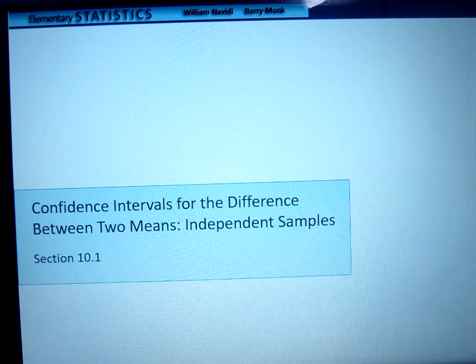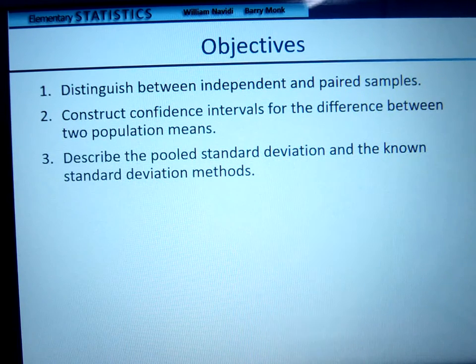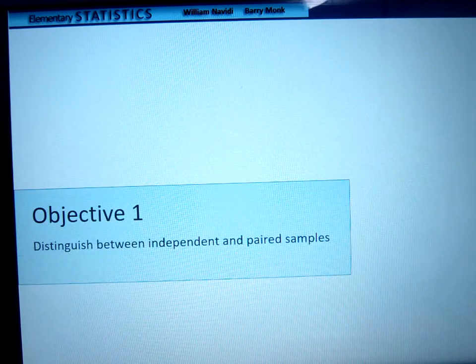We're going to look at confidence intervals for the difference between two means. We're looking at independent samples, so one does not have an effect on the other. So distinguish between independent and paired samples. Construct the confidence intervals for the difference between the two population means and describe the pooled standard deviation and the known standard deviation methods. So first we're going to distinguish between the independent and paired samples.